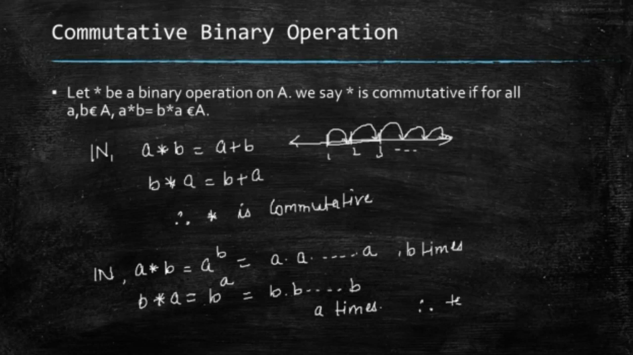Therefore star is not commutative. So I hope you understand here. There are two characteristics a binary operation shows: associativity and commutativity. Associativity में the placement of bracket doesn't matter, and in commutative the order of the element doesn't matter. अगर star जो आपका operation है वो ये दो property show करता है, we say that star is associative as well as commutative.